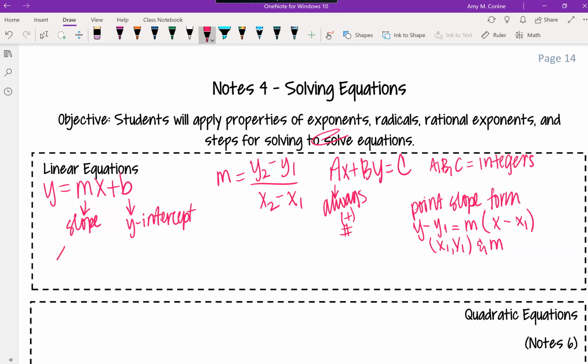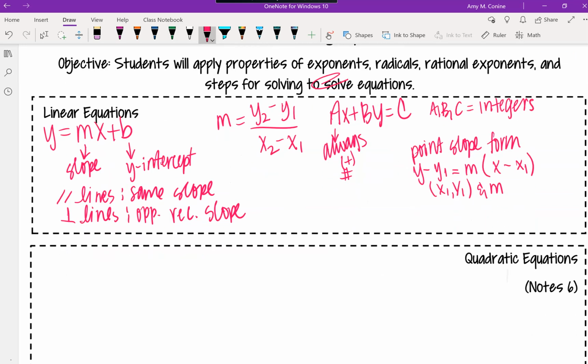We talked about parallel lines, so that's the symbol for parallel lines. We've talked about perpendicular lines. For parallel lines, if you remember, they have the same slope. And for perpendicular it was always the opposite reciprocal slope. So these are the main things that you need to refresh yourself on for linear equations.